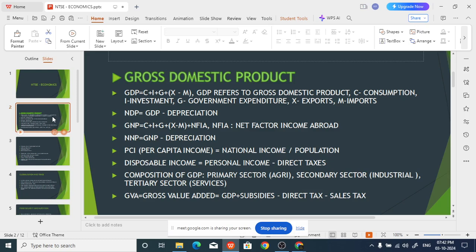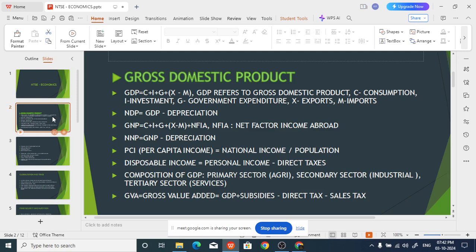So what is this national income? It's almost like our GNP or NNP. For the moment you can think of national income as equal to NNP, just for our understanding. Divided by population, it will give you per capita income. Disposable income: in that per capita income you will be paying some taxes to the government. If you minus that, whatever is left with you is called disposable income. It is available for your expenditure.